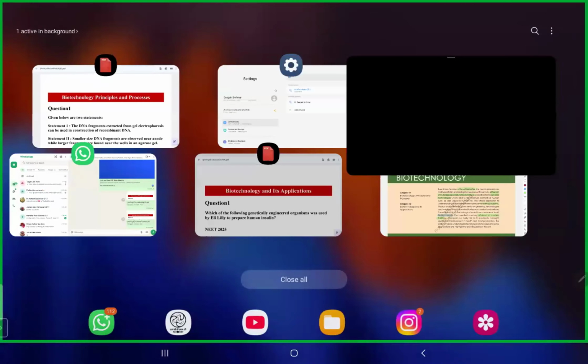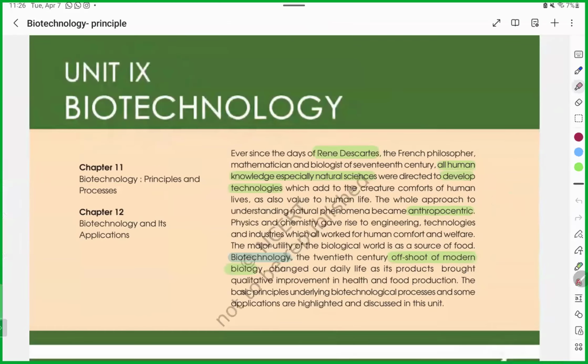Resume recording. So first question is Rene Descartes, French philosopher, mathematician, biologist. All human knowledge, especially natural science, is directed to development of technology. So he said the ultimate purpose of all this science is how we can apply the values to human beings, how we can give comfort to human beings. Correct? And this whole thing is anthropocentric. Anthropocentric means human in the main center, and all the technology developed is around the human being.